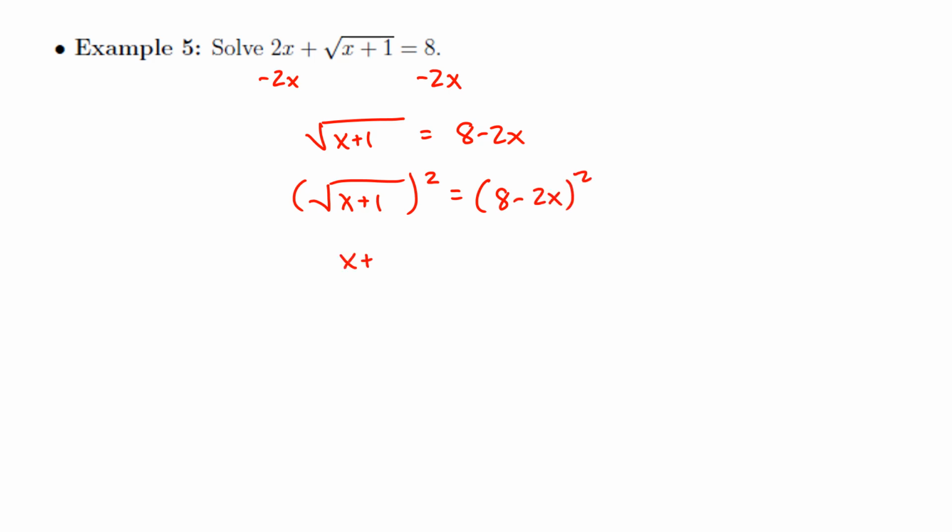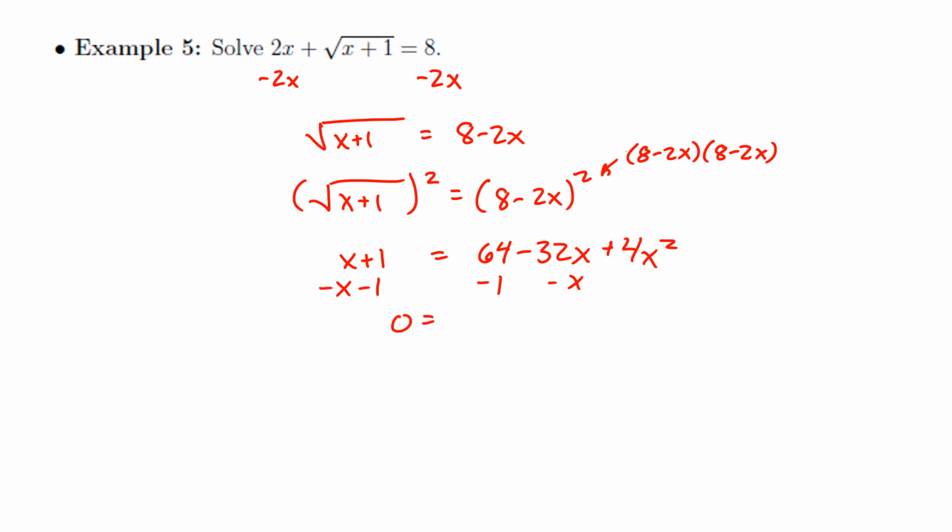All right, so we have x plus 1 is equal to, and we remember to FOIL this thing out, right? So you don't necessarily have to write it out every time, but maybe to the side, make sure you are doing this process. So 64 outside is -16x, inside -16x, so minus 32x plus 4x squared. And then I can subtract x, subtract 1.